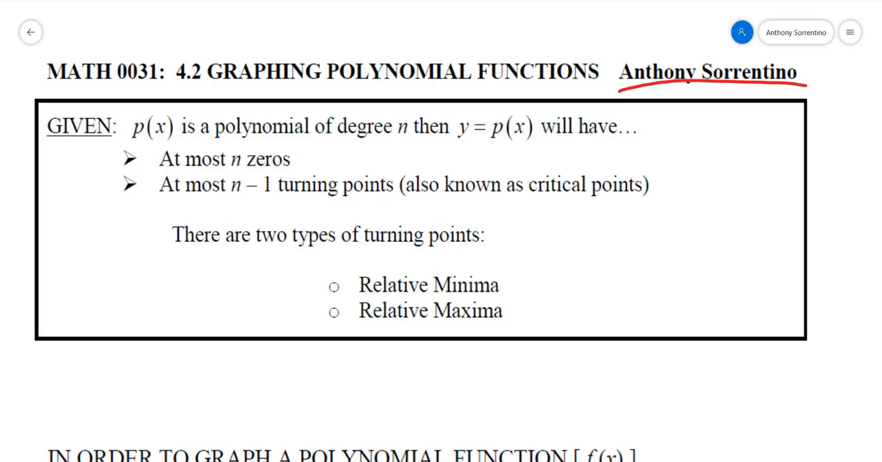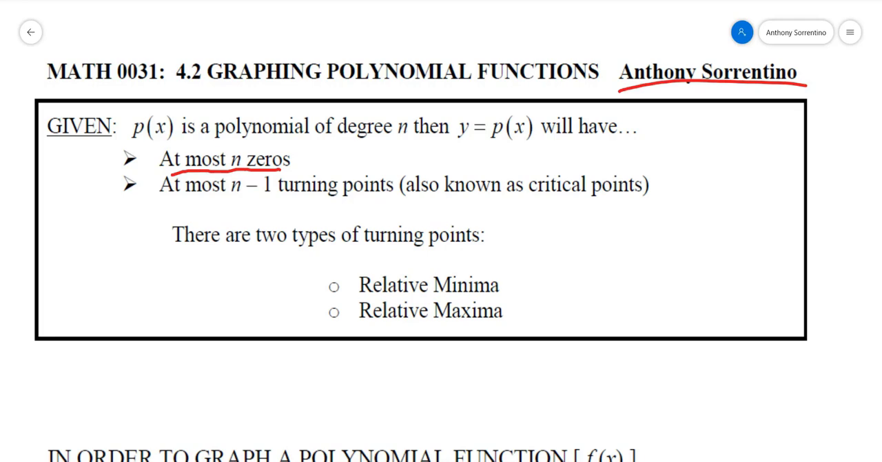One of the first pieces of information is that if you have a polynomial function of degree n, that polynomial function will have at most n zeros. We talked about that in the previous video. If it's a degree 3 polynomial, I would expect to have 3 zeros. If I have a degree 8 polynomial, I should expect to have 8 zeros. Some of them might count more than once. Some of them might be non-real, as we'll talk about a little later in this chapter, and they won't be represented on the graph.